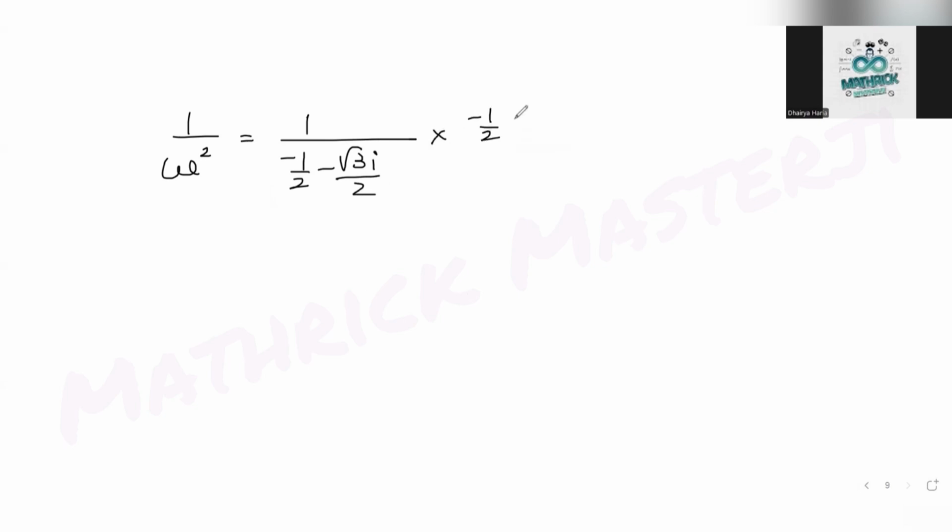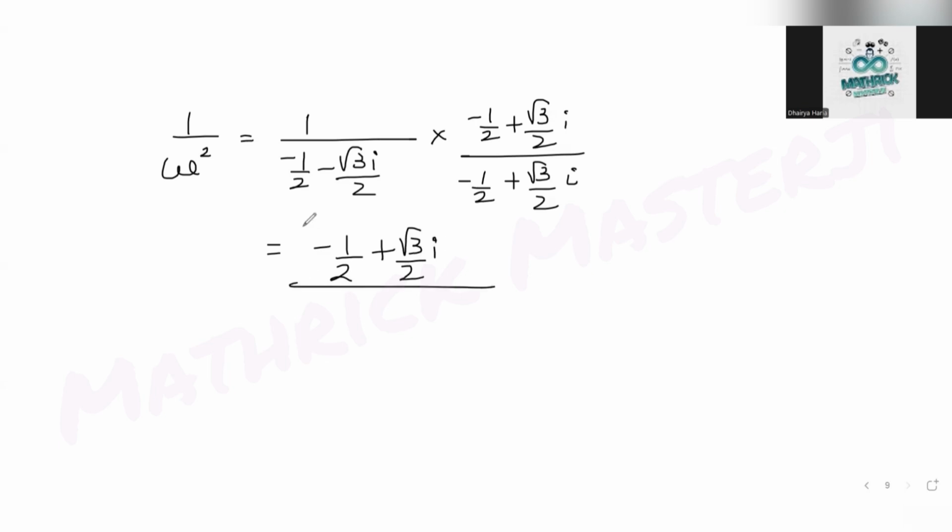That minus half plus root 3 over 2i, if I multiply with the conjugate, what do I get from here? Minus half plus root 3 over 2i. A minus b, a plus b, so a square minus b square, so 1 over 4 minus 3 over 4i square as well. So that also gives you 1. So you get minus half plus root 3 over 2.